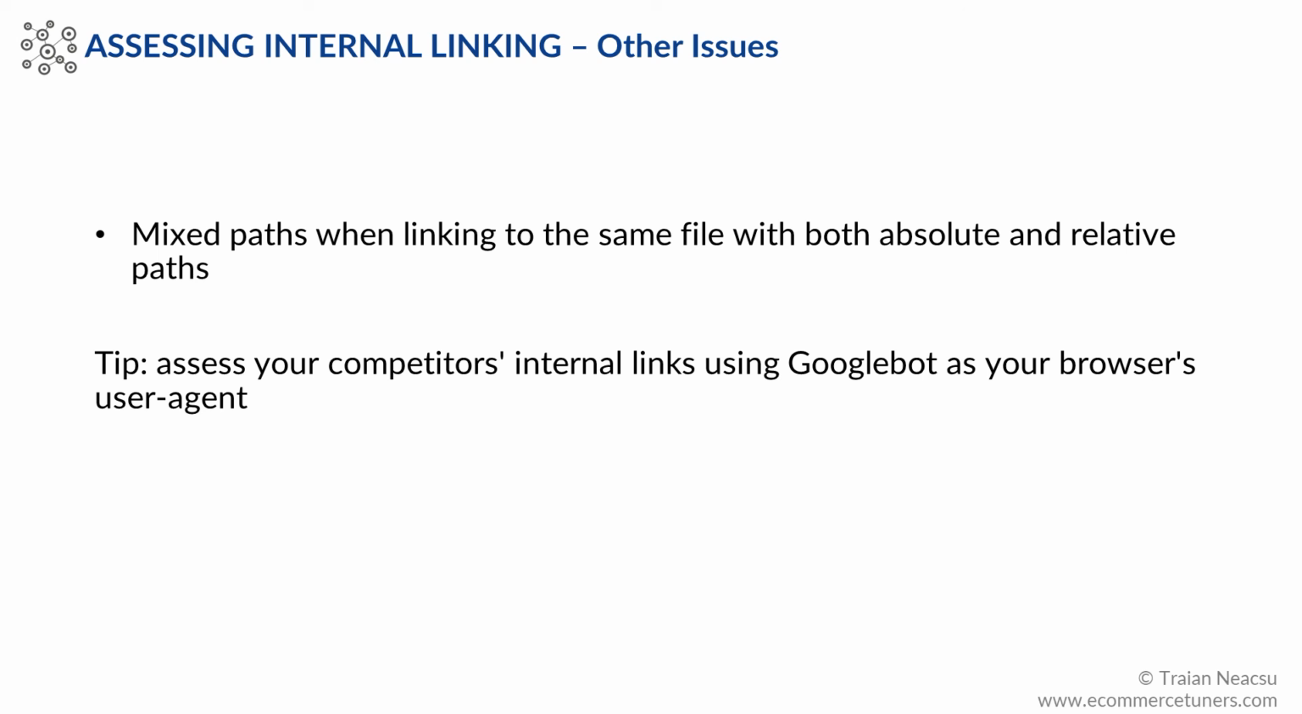When you assess your competitors' internal linking from an SEO perspective, compare the source code generated with Googlebot used as user agent and JavaScript disabled with the source code generated when you use the browser's default user agent. Are there any internal linking differences? You should also analyze the internal linking differences between the cached version and the live page.